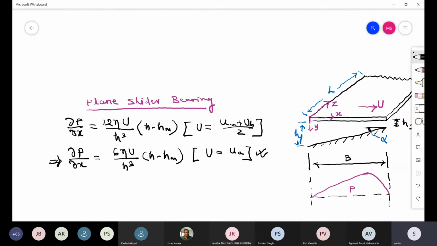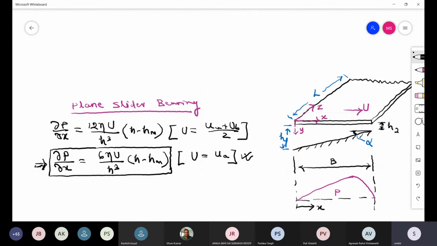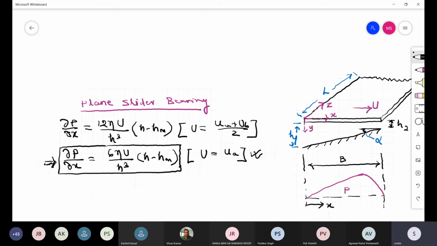So particularly for this case, in this equation, what we need to solve this equation. The inputs are X, the domain, which is varying from 0 to B, and H you have to find out. What is H? H is the gap. So on the left side the maximum gap is H1, on the right side the gap is H2. So how the gap is varying throughout X, that first we have to find out.